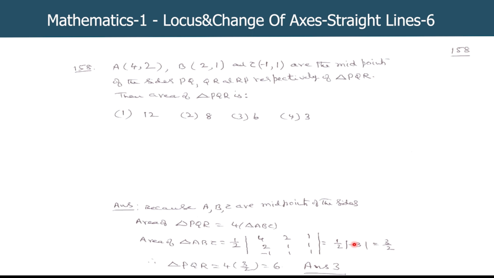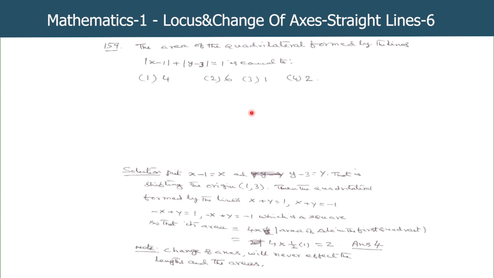Question 158. A (4, 2), B (2, 1), C (minus 1, 1) are the midpoints of the sides PQ, QR and RP respectively of triangle PQR, then the area of triangle PQR. Of course, only the description of the problem is lengthy, but the solution is very simple. All of you know by elementary geometry that the area of the triangle formed by the midpoints of the sides of a triangle is 1/4 of the original triangle. So, the original triangle area is 4 times the triangle formed by the midpoints. The area of the triangle formed by the midpoints is simply 3/2. So, the area of triangle PQR is 4 into 3/2, which is equal to 6. So, option number 3.